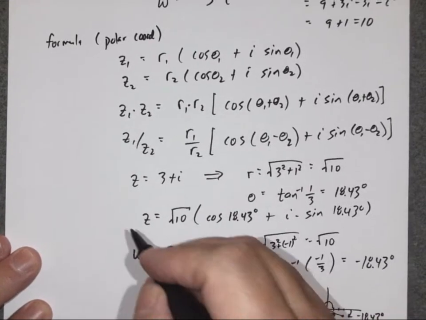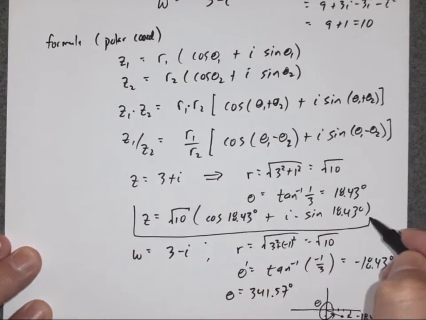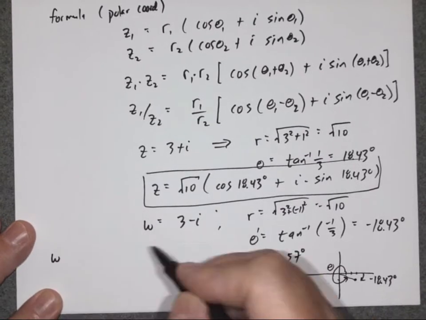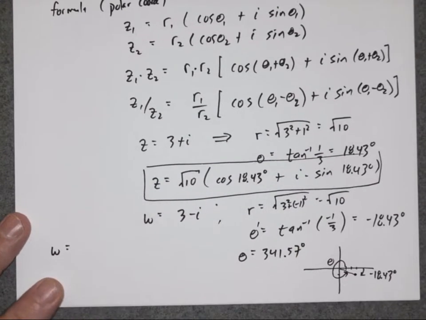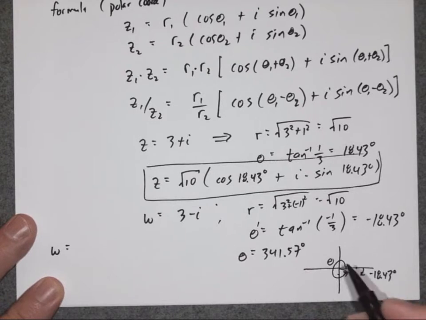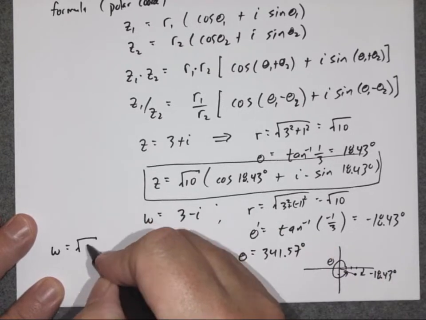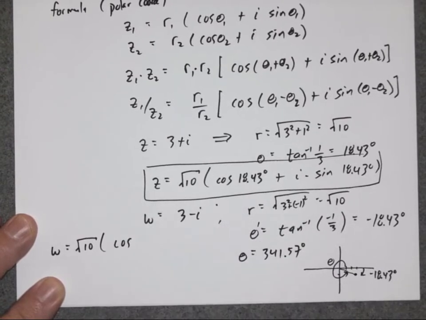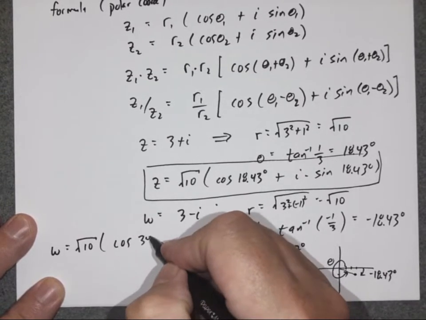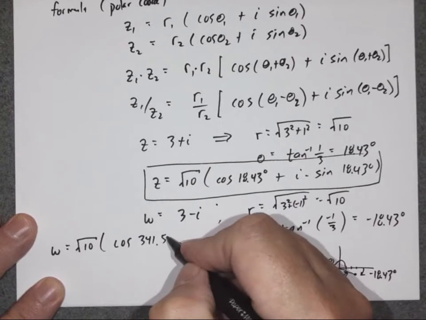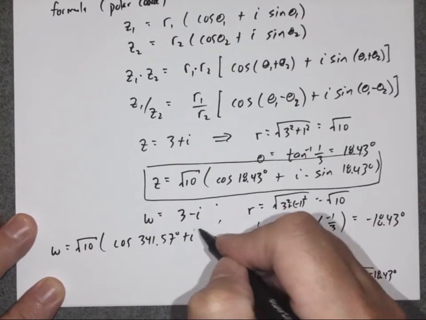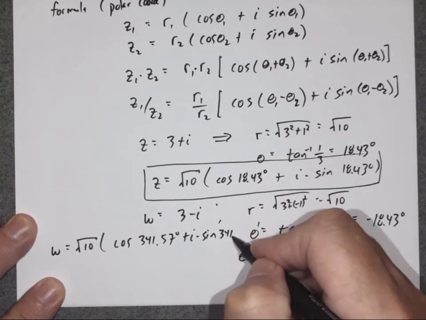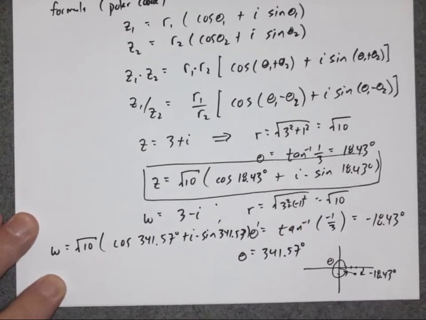So here's my, this is a lot of work, but it's good practice. Here's my z complex number. Here's my w, once again, square root of 10, except it's cosine 341.57 degrees plus i times sine. I'm going to rewrite this because I'm running out of room.